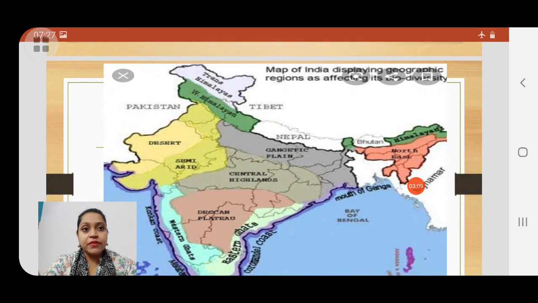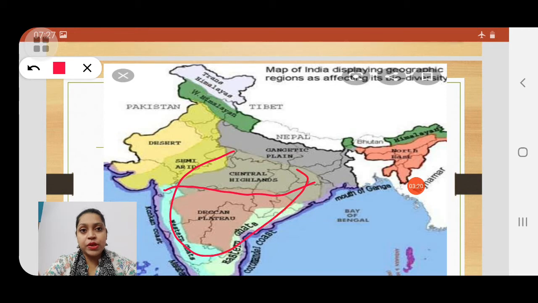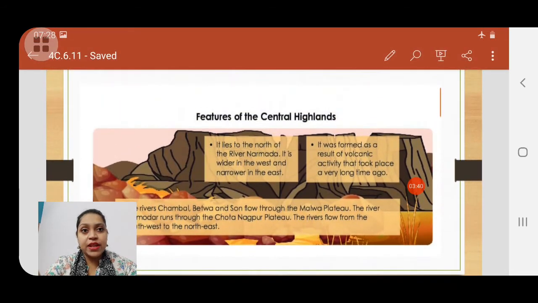The river Narmada, children, flows in this way, and this is the whole of the Peninsular Plateau. We all know the river Narmada divides the Peninsular Plateau into the Central Highlands and Deccan Plateau. So you can see here the Central Highlands lies to the north of the Peninsular Plateau. And again, what is given here?